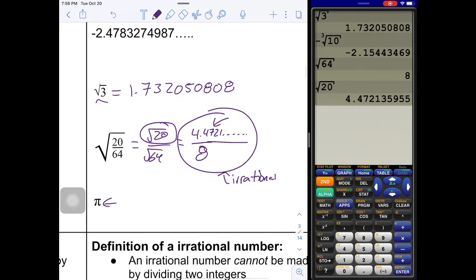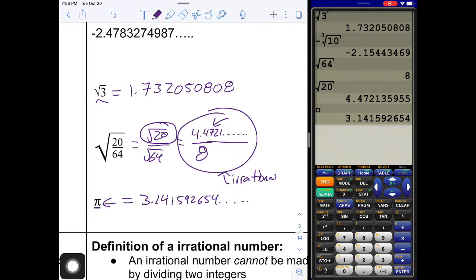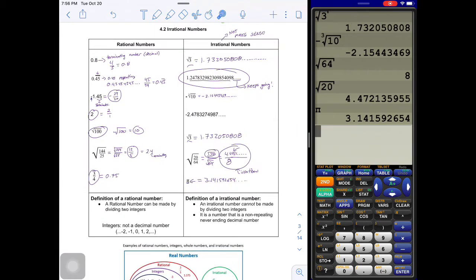Pi is irrational because pi equals 3.14. Let's see what our calculator goes to. 3.141592654, and this is going to continue on and on and on forever. So if you're really interested, you could look up and see what person has memorized the most amount of numbers in pi. It's a ridiculous amount. That's all I can say.